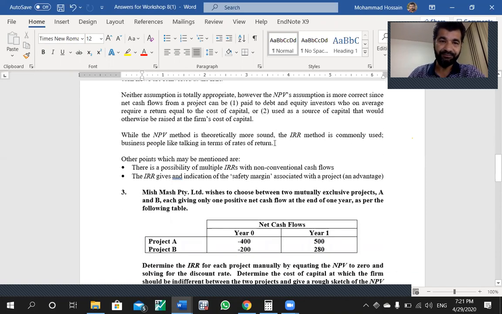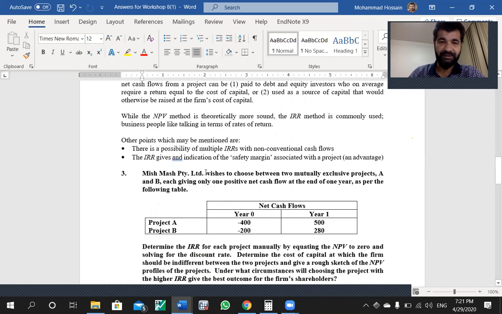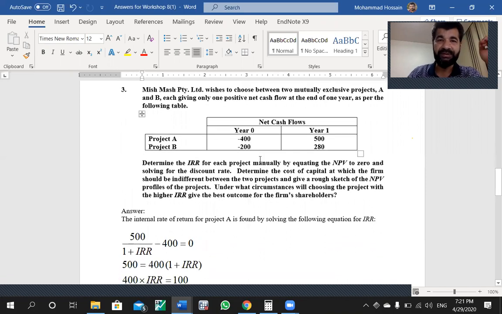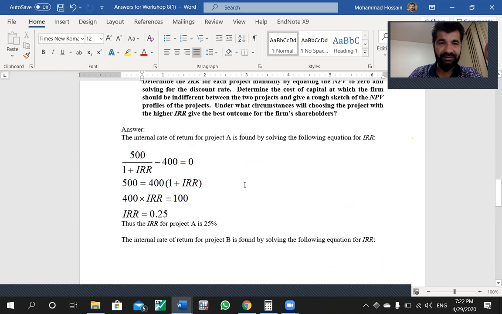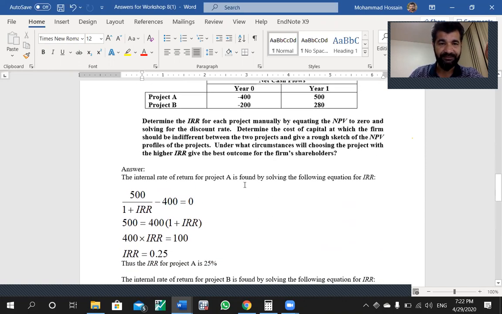So anyway, there are theories you can go through. Now another one we will talk about here is Mishmash Proprietary Limited. I do not think I can finish it today, but we can try anyway.